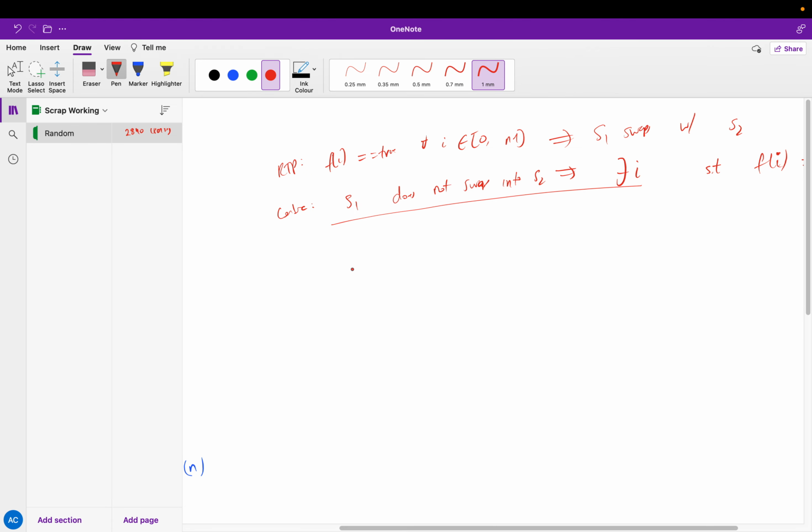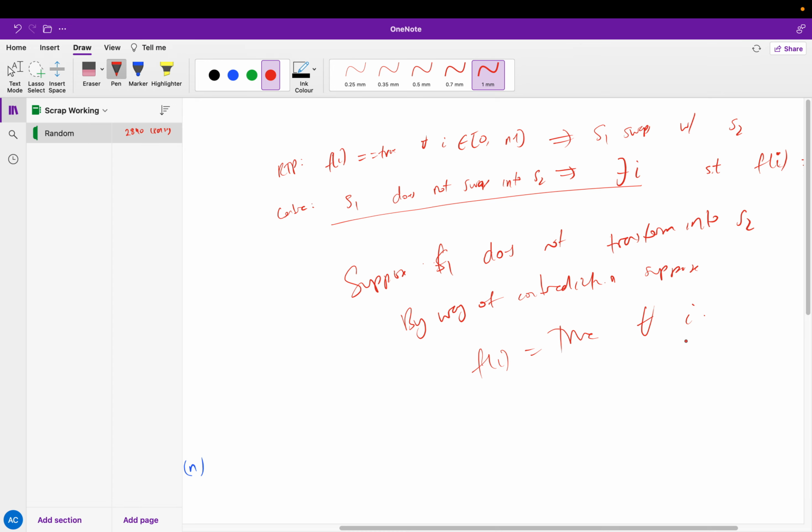So the structure would be like, suppose S1 does not transform into S2, and then by way of contradiction, suppose f(i) equals true for all i.